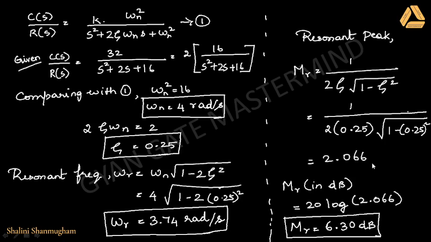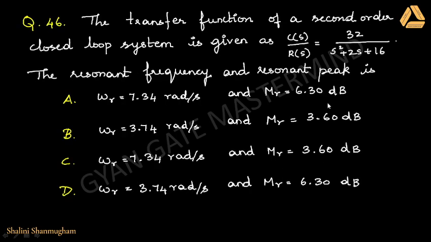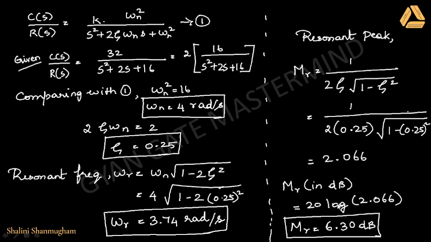And coming to the resonant peak, they have asked in the dB format. So just find 20 log of that answer, which would fetch you 6.30 dB. Hence the problems.